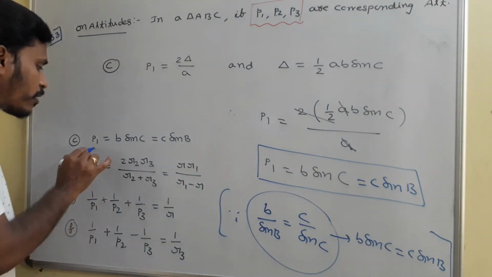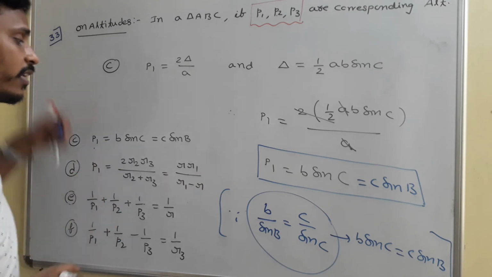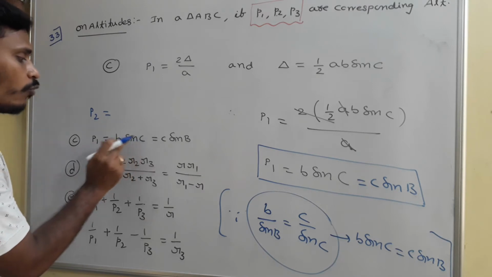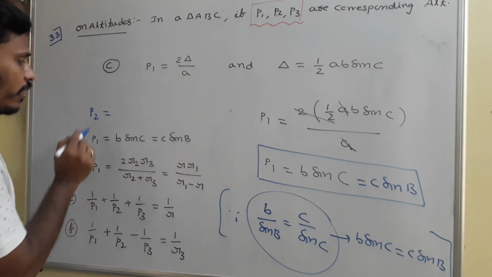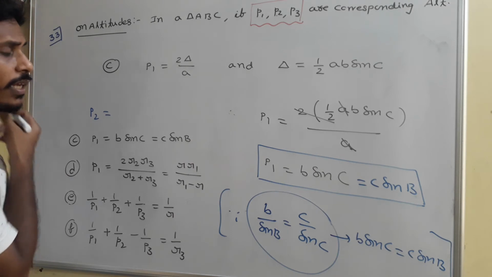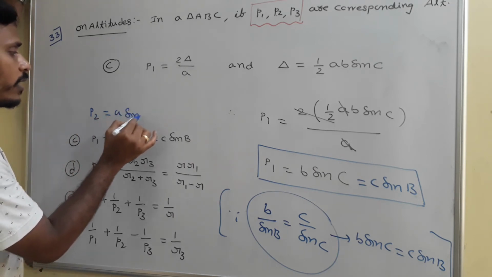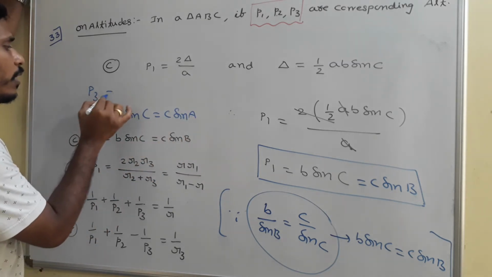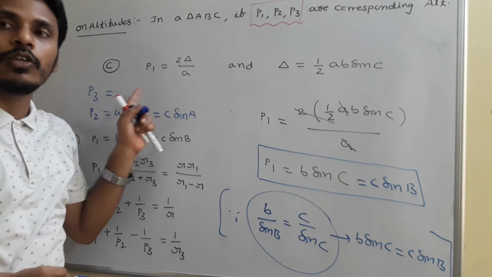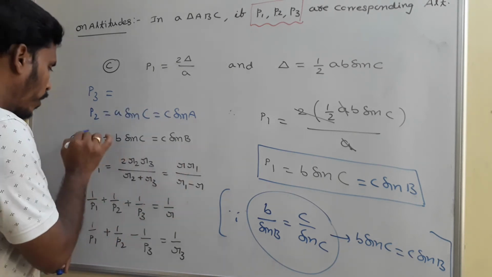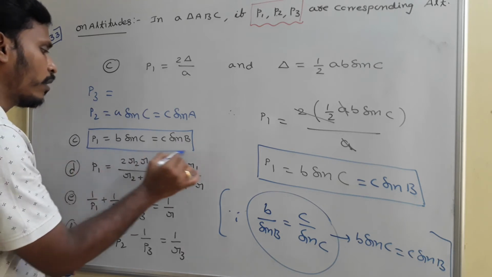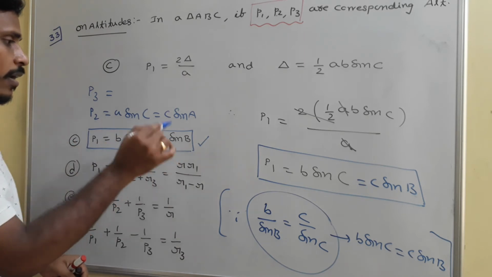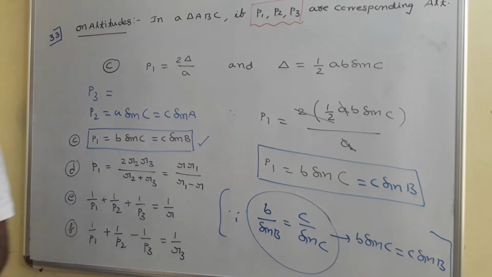Just think about it. Here I am just mentioning about P1. Similarly, there is a chance to write about P2 also. So if it is P1, the involved angles are B and C. If it is P2, the involvement is with A and C. So P2 is equals to A sin C is equals to C sin A. Similarly, there is a chance to write P3 where A and B are involved. A sin B is equals to B sin A. If one statement is acceptable, then similar to that, we need to accept other two statements. Okay, that's C bit. Have a look and then I will discuss D.